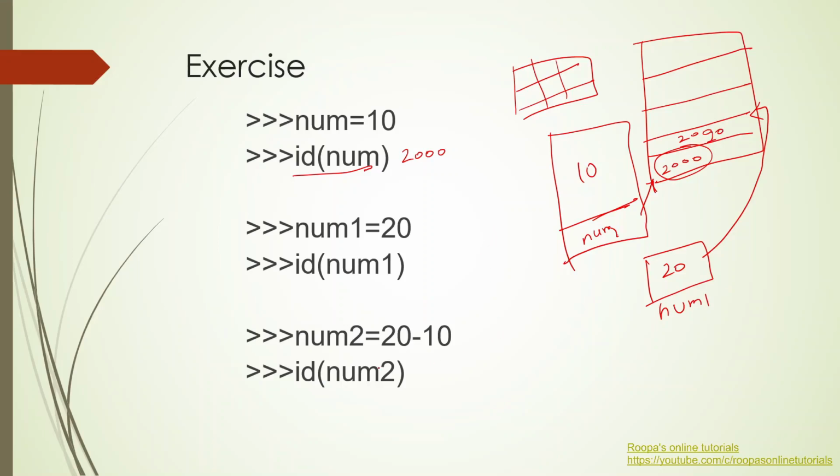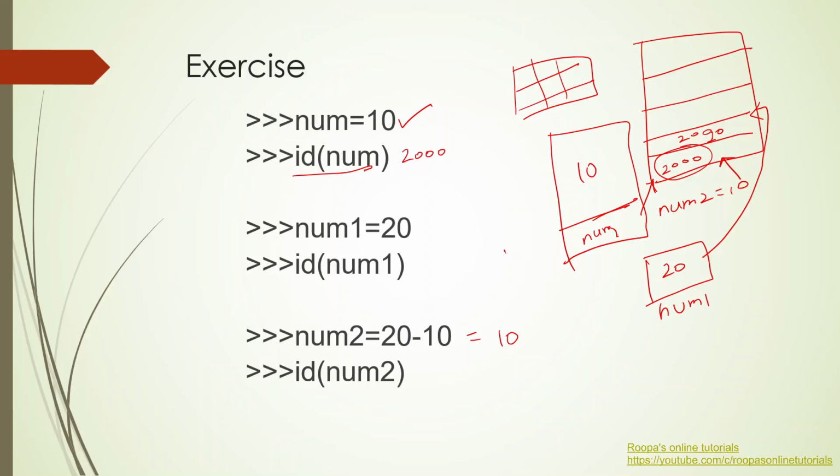Now if you observe, I say num2 is equal to 20 minus 10. What is 20 minus 10? It's 10 again. So num is also 10 and num2 is also 10, isn't it? So both are now associated with the same address. Both of them are going to have the same address. I'll just show it to you in the Python editor so it becomes clearer for you.